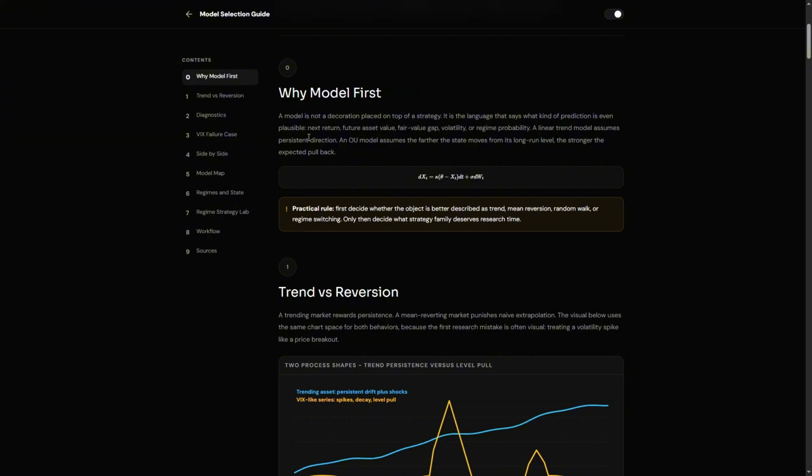Take a linear trend model versus an Ornstein-Uhlenbeck process. A trend model assumes persistent drift. An OU process has a restoring force. The drift term is k(theta minus x(t)), so the further you are from the long-run mean, the stronger the pull back is. Those two models are not interchangeable. They're answering completely different questions, and if you pick the wrong one, your backtest is measuring the mismatch, which is bad. But a misspecified model that happens to backtest well is actually worse, because now you have false confidence.